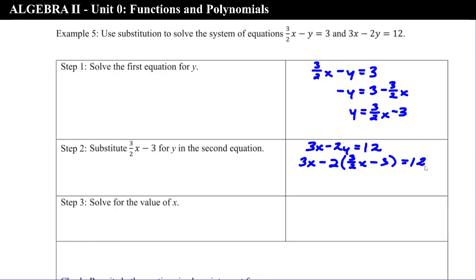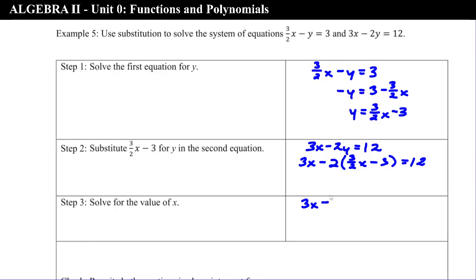Now we're going to solve for the value of x. Okay, so now we're going to solve for x. We've got 3x minus, so we've got to remember that this minus 2 goes to this first term. This minus 2 also goes to the second term. Okay, so let's apply it to the first term first.